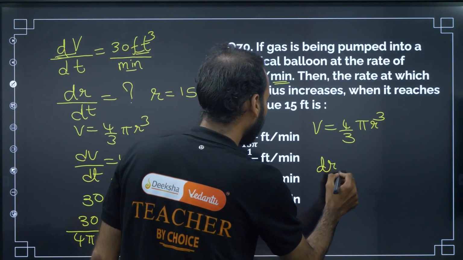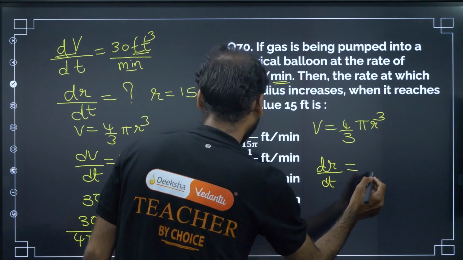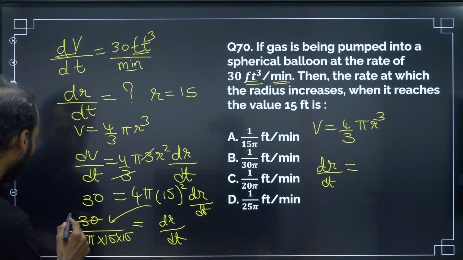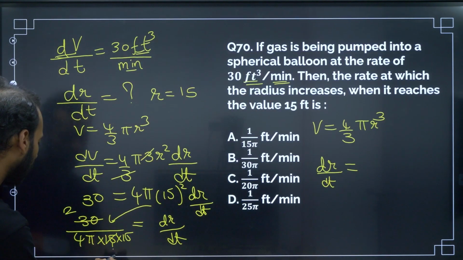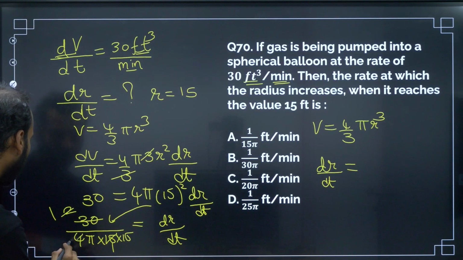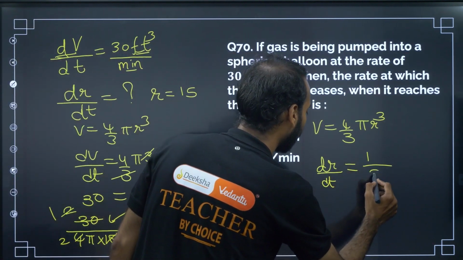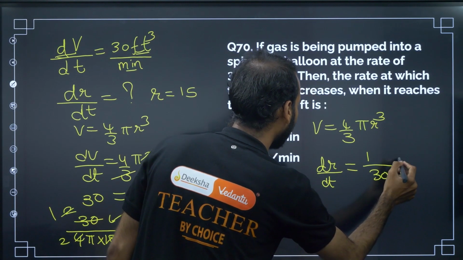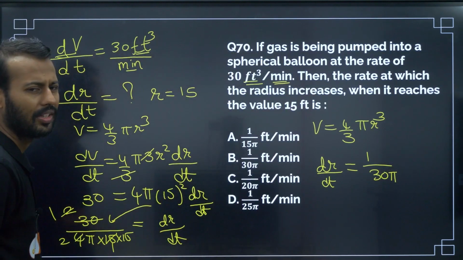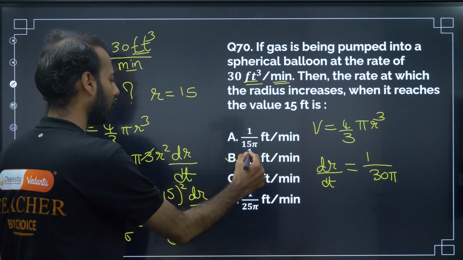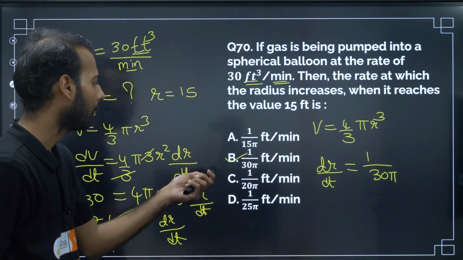So we'll get dr by dt is equal to 1 by 2 pi into, so 1 by 30 pi, whatever is the unit in CET, we don't focus on units, so 1 by 30 pi feet.